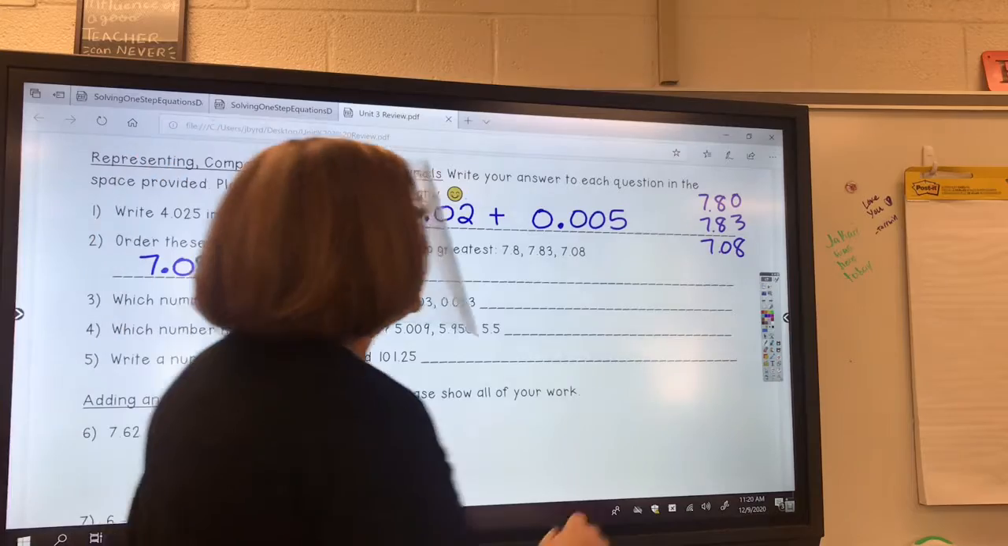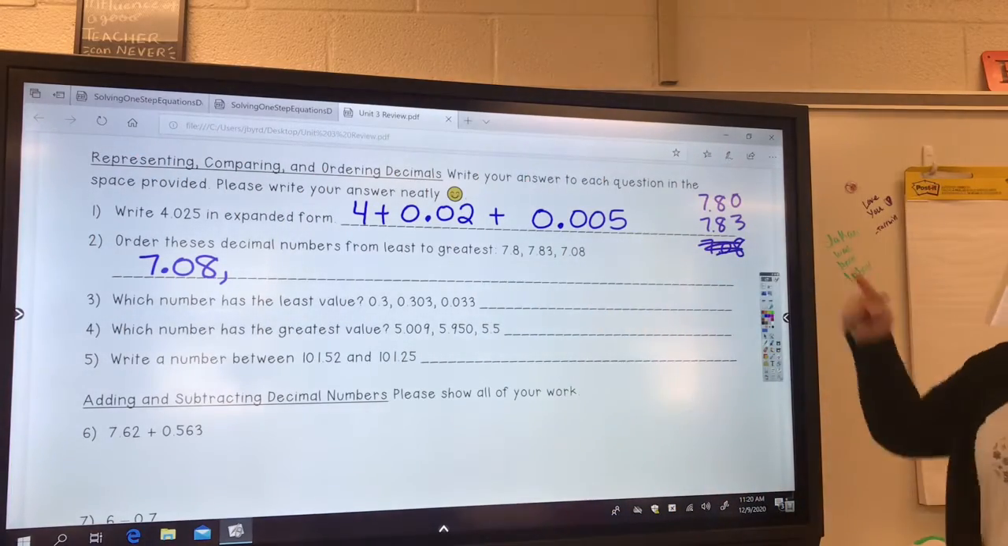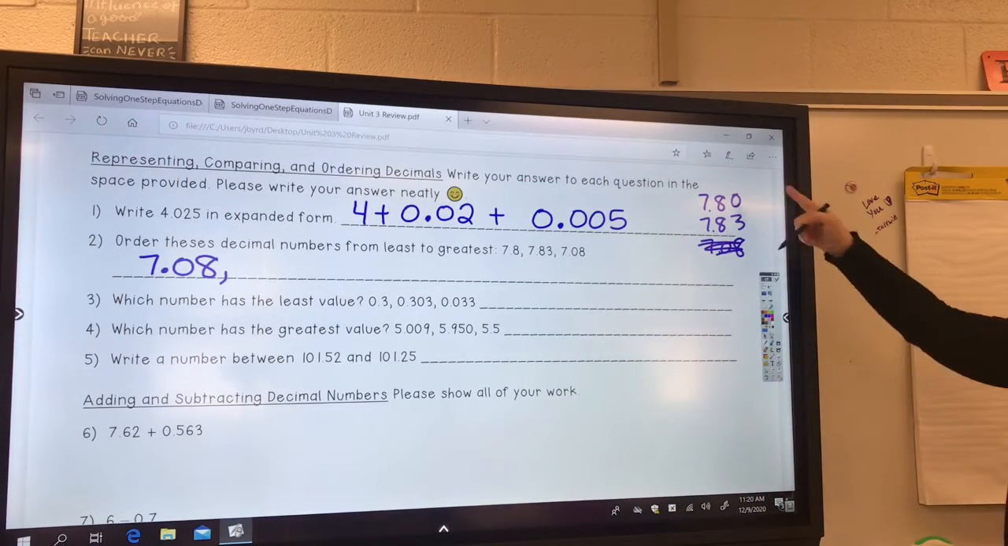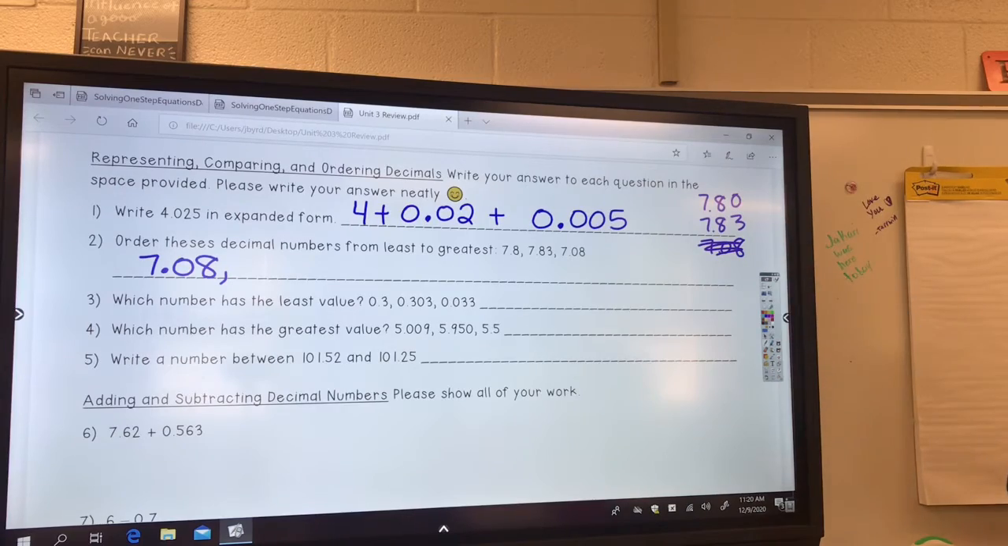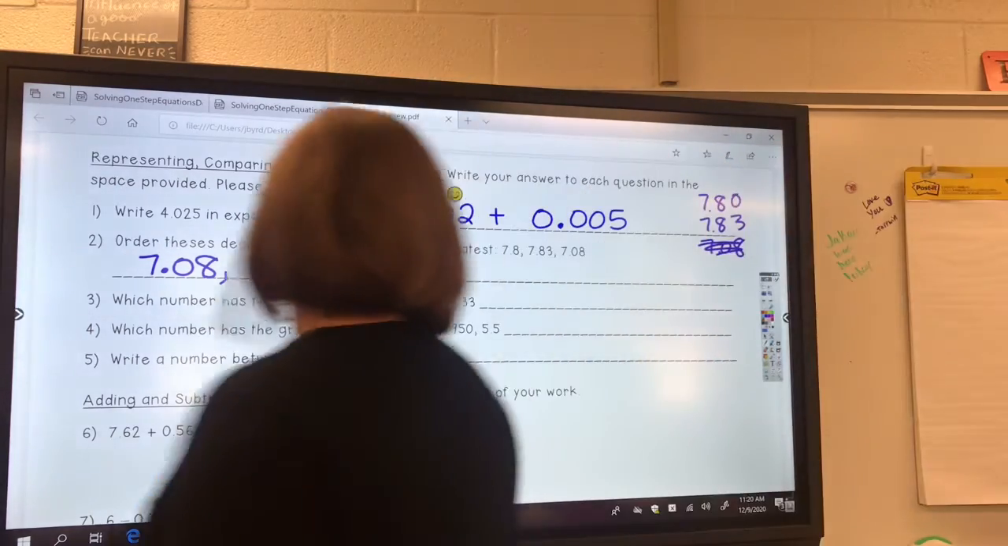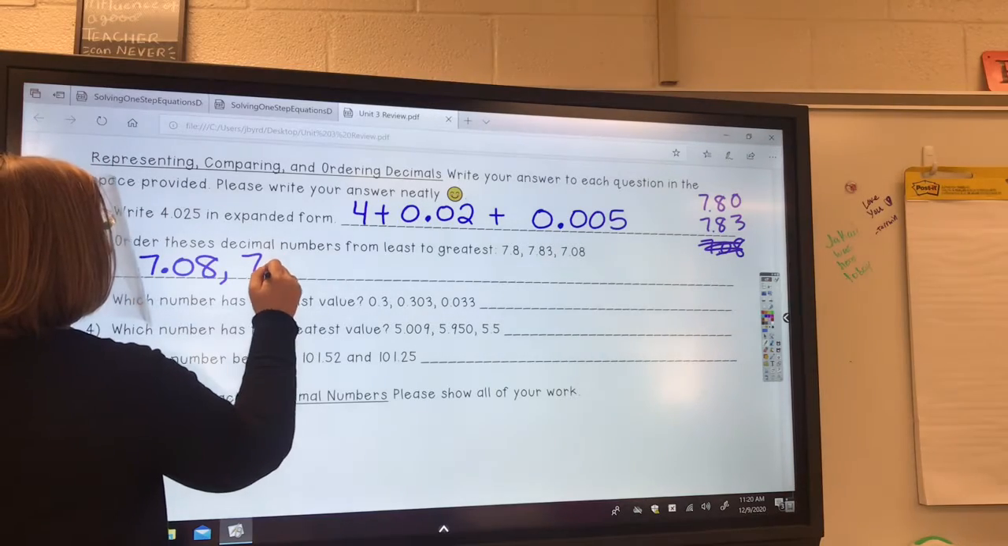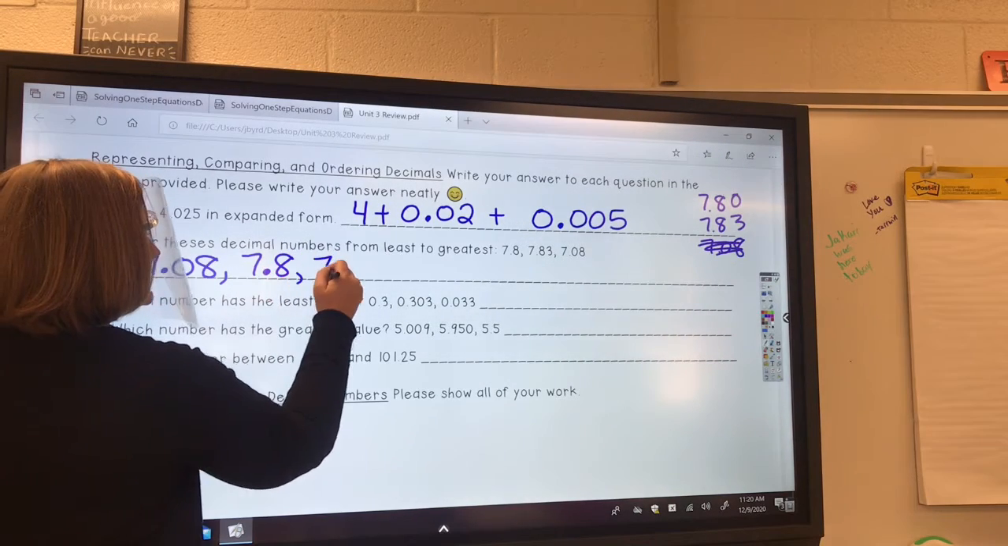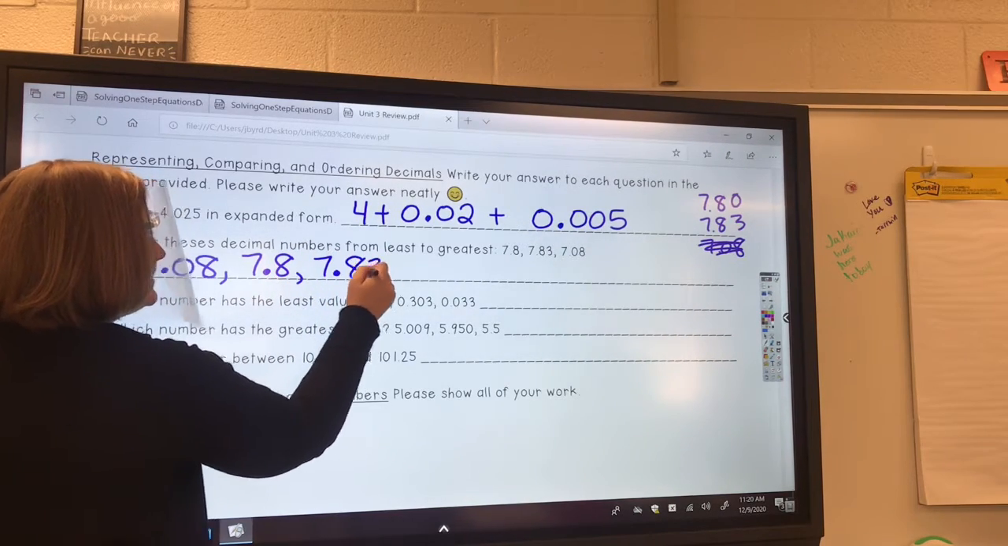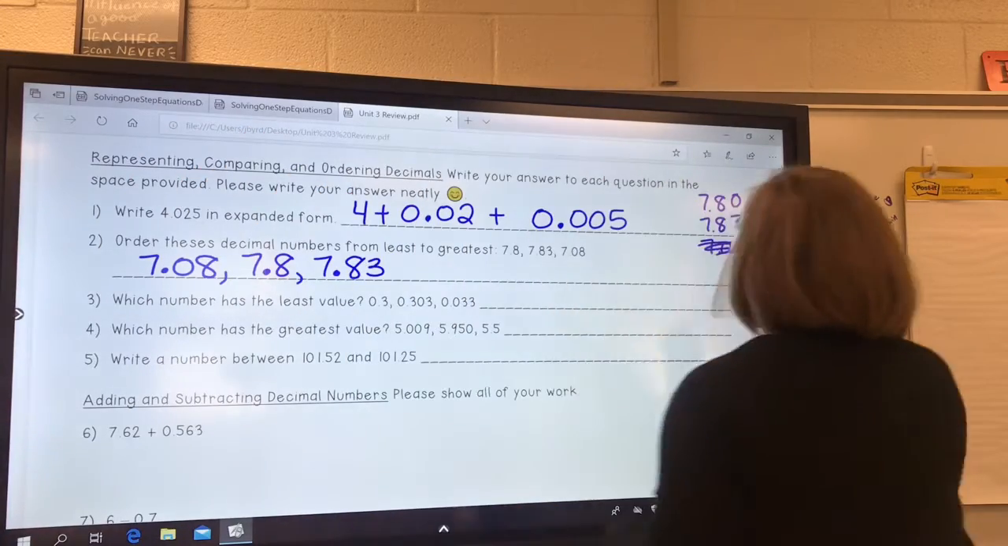7 and 8 hundredths. Now, can I compare the 8s? Nope, I have to go to the next one. I have a 0 and a 3. What's going to come next? 7 and 8 tenths. And then the greatest one is 7 and 83 hundredths.